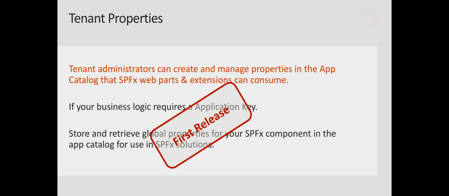Now, let me talk about two or three things that were announced at Ignite, and since they've been announced, they actually are now available to us to play with. Some of these things are in preview. Some of these things are generally available now. So the first one is something called Tenant Properties. Before I explain what this is, let's think about a scenario when you'd want these.